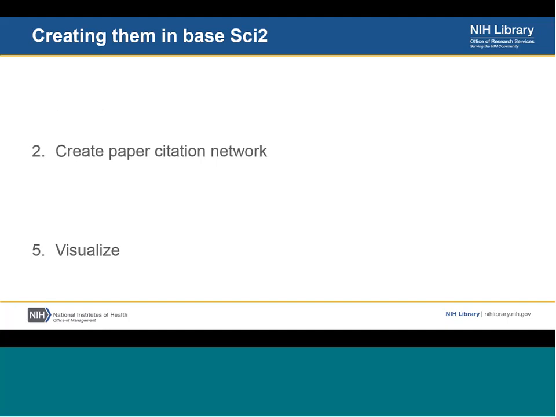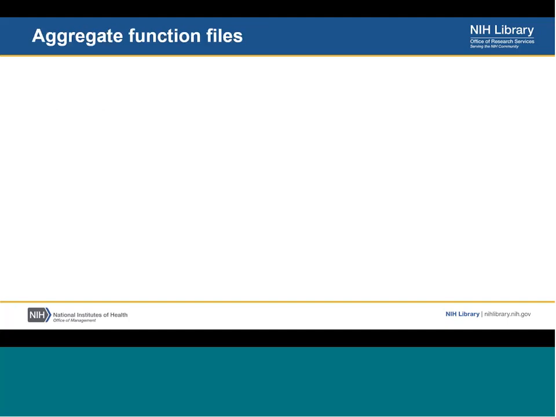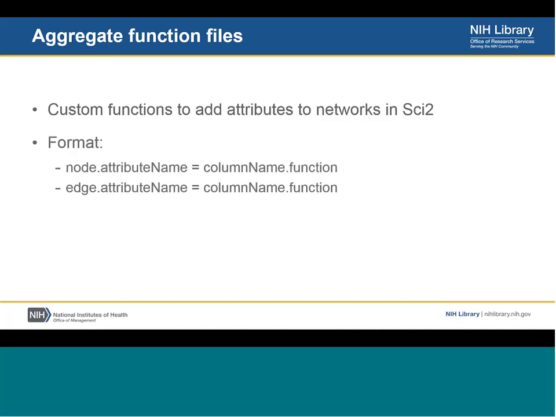So to do that, again, we use these aggregate function files to bring those titles in. I mentioned aggregate function files before, but I just wanted to quickly go back to them to explain what's actually going on behind the scenes. These aggregate function files are, again, custom functions to add attributes to a network in Sci2. They're ways to customize what the network attributes actually are in a network that you create in the Science of Science tool.